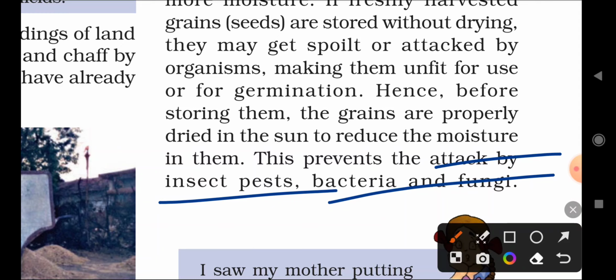After harvesting, you have to keep the seeds for 2-3 days in sunlight, so all the moisture present in the seeds will vanish. After the moisture is removed, there is no possibility of attack by insects, pests, bacteria and fungi. So this is how important the storage of grains is.